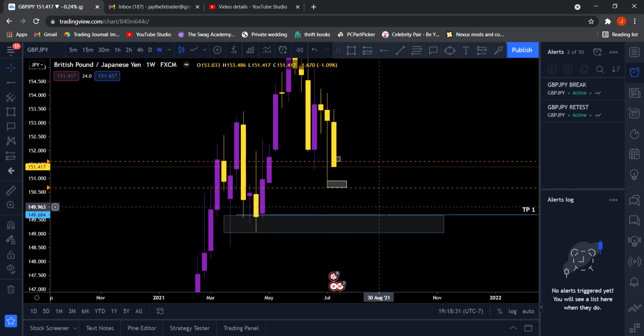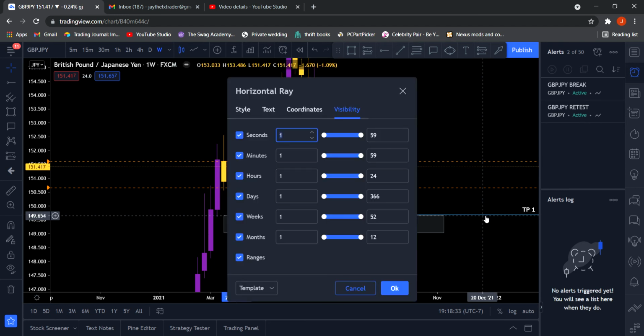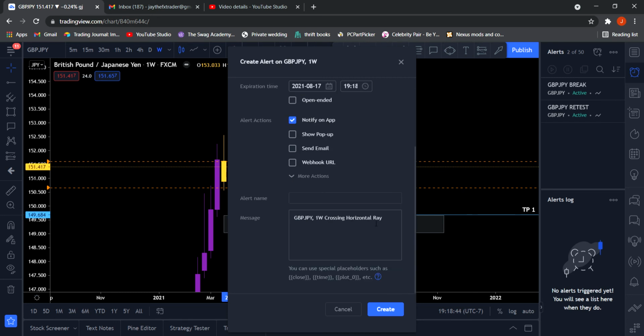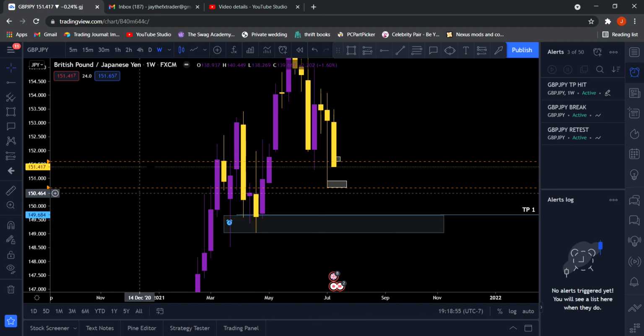Yeah, it's going to be my take profit, and on these rays and horizontal lines and all that, you can set alerts on the line too. So that's what I'm going to do for this. I'm just going to have GBP TP hit. And that's all I'm going to do on here.